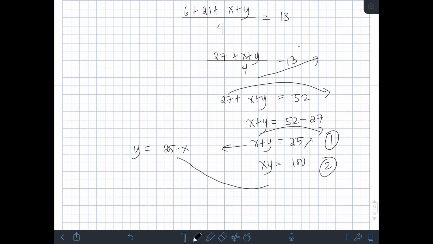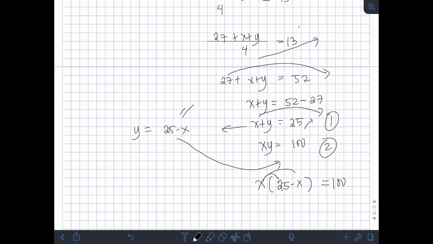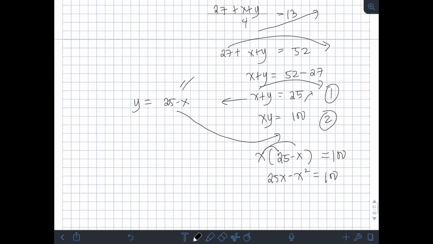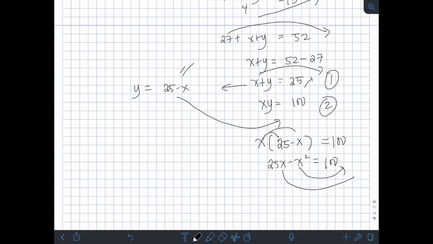And then, i-substitute natin itong y in terms of x sa second equation. So, x times y, which is 25 minus x, equals 100. So, distribute: 25x minus x squared is equal to 100. So, magiging quadratic equation tayo. So, transpose ko na lang lahat dito sa right para naka-equate sa 0. So, we have x squared minus 25x plus 100 equals 0. So, same lang yon, right?